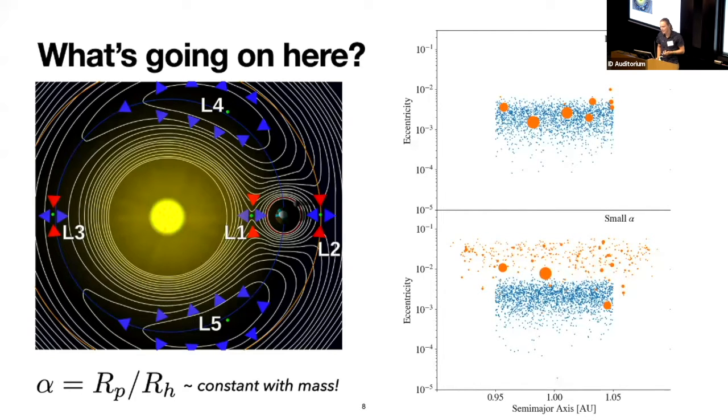That shuts down the typical planetesimal accretion process that is in the literature. This alpha parameter actually stays constant with mass. As things grow, both these quantities scale as mass to the 1/3. So no matter what phase of evolution you're in, at a given distance from the star, alpha is the same.